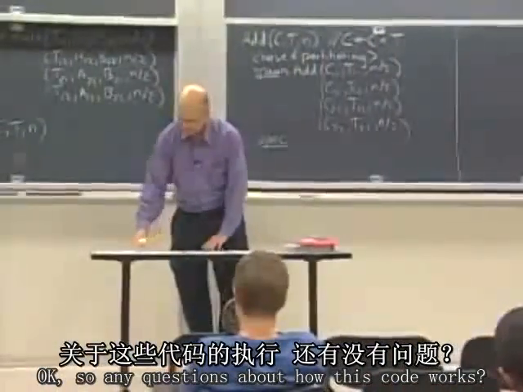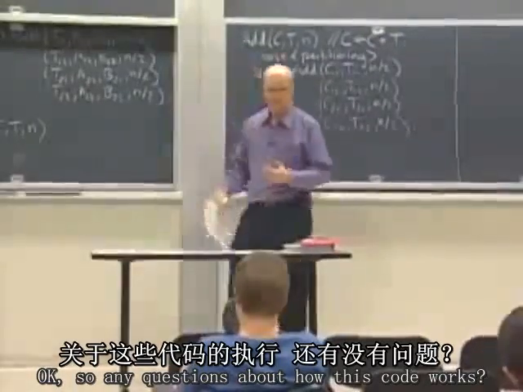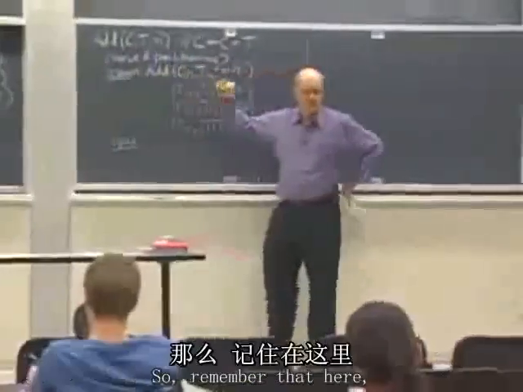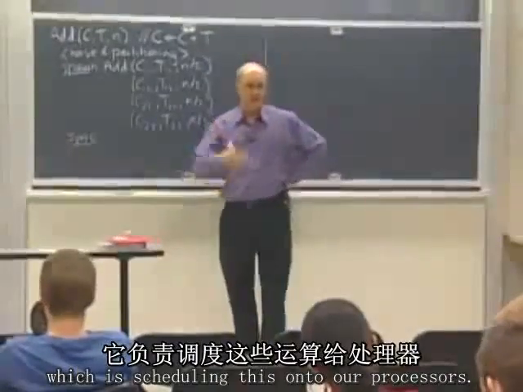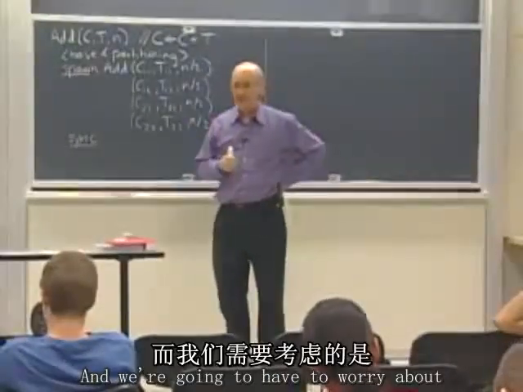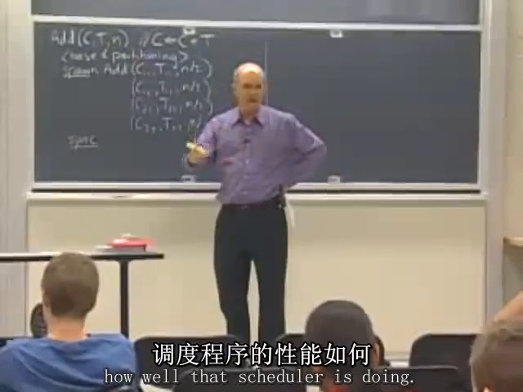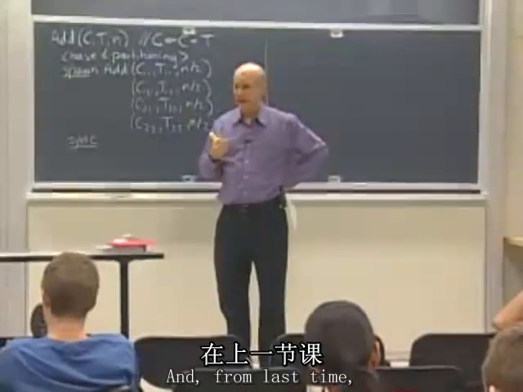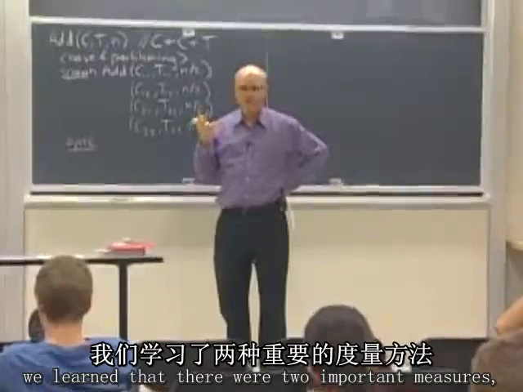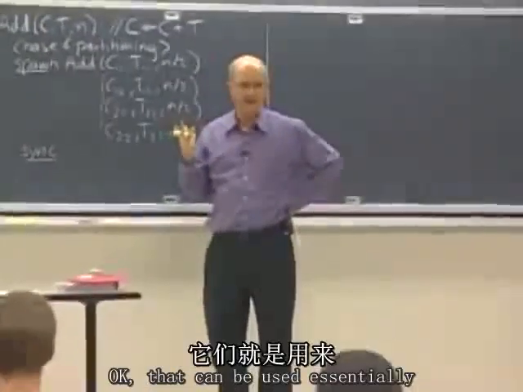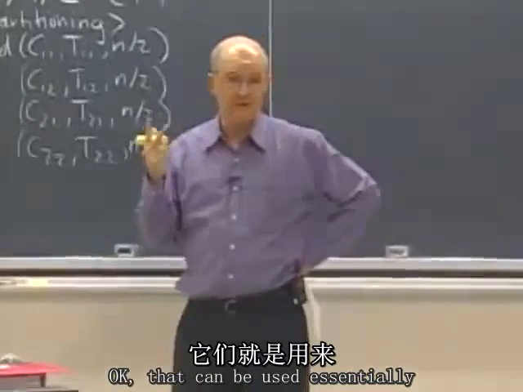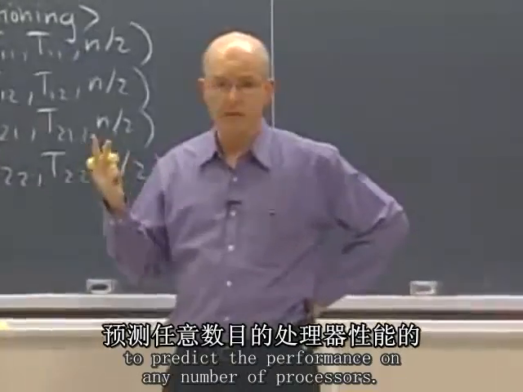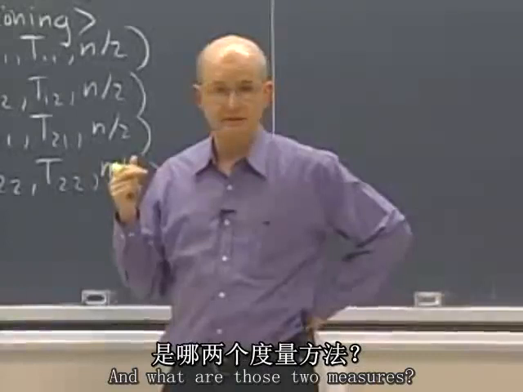Okay, so any questions about how this code works? So remember that here we're going to have a scheduler underneath, which is scheduling this onto our processors, and we're going to have to worry about how well that scheduler is doing it. And from last time, we learned there were 2 important measures that can be used essentially to predict the performance on any number of processors. And what are those 2 measures?